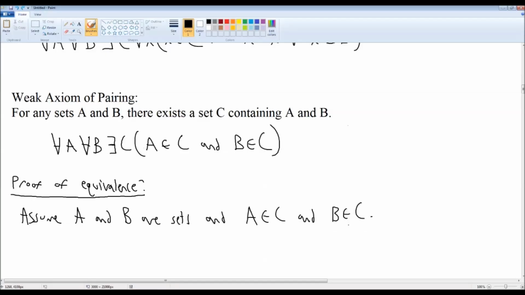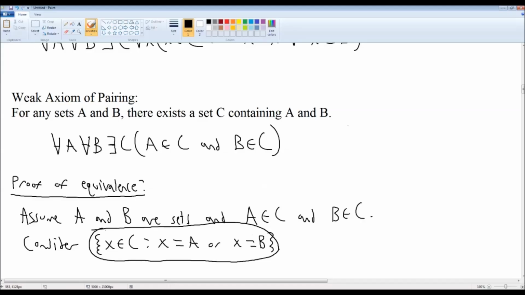So how do we show that there is a set containing just A and B and nothing else? Well, consider the following set. Consider the set of elements of C such that X equals A or X equals B. We know that this set exists by the axiom schema of separation. Here is our P of X.